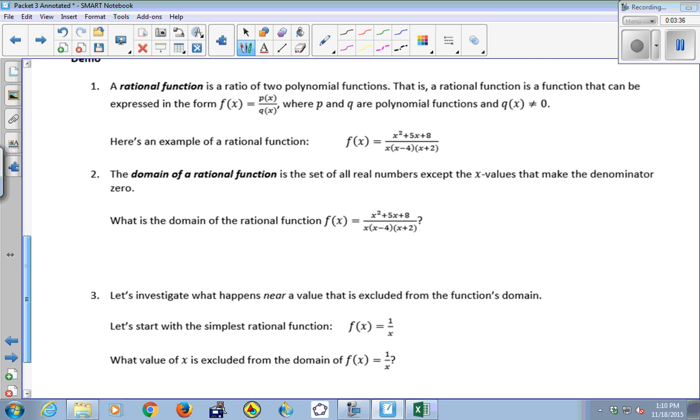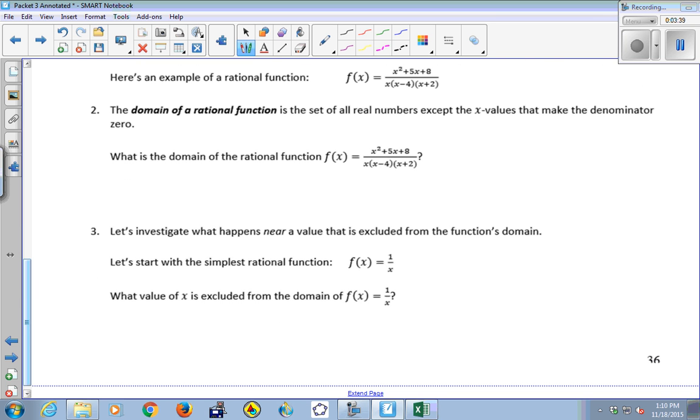0, 4, negative 2. So if I was going to write this as a domain, my domain would be the set of all x's such that x is not 0, 4, or negative 2. That's how I would write it with set builder notation. Interval notation is going to be a little bit more cumbersome.